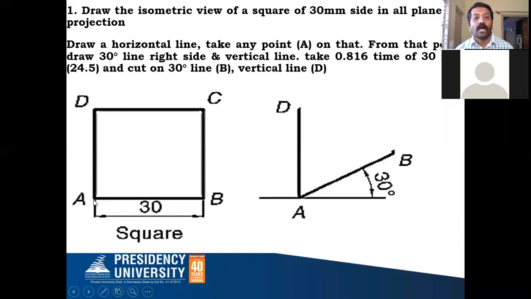Now you take the isometric length of this 30 millimeter. Convert it. From A as the center, you cut this 30-degree line. From A as the center, you cut this vertical line. Once it cuts, call it AB and AD. Now to get C, from point D you can draw a parallel line to AB, or else a 30-degree line from D to some length. And from point B, you draw a vertical line that is parallel to your vertical line, or else parallel to AD.